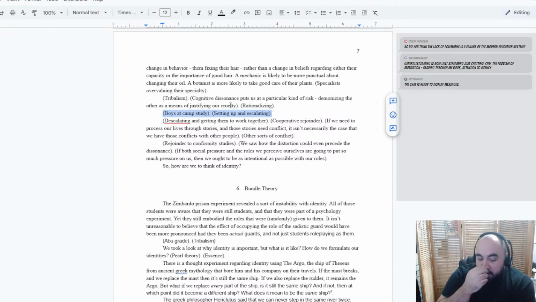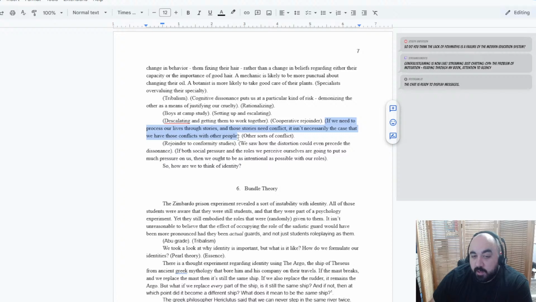There was a boys' camp study where they got two groups of boys to be increasingly tribal towards the other group of boys, such that they eventually got violent, and the experimenters effectively facilitated or created this tribalism, and then over the latter part of the experiment, they de-escalated it and forced them to work together with the other group. And so there was a cooperative rejoinder. If we need to process our lives through stories, and those stories need conflict, it isn't necessarily the case that we have to have conflicts with other people, aka tribalism.